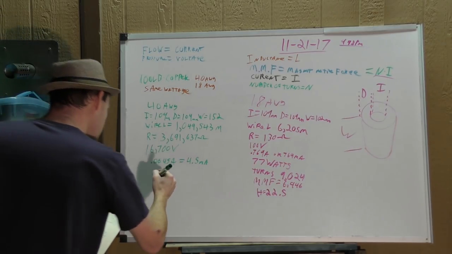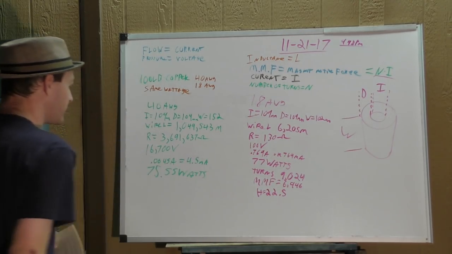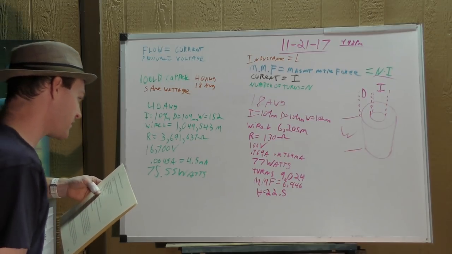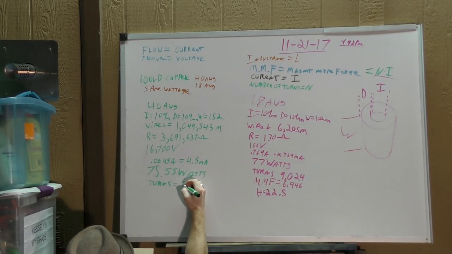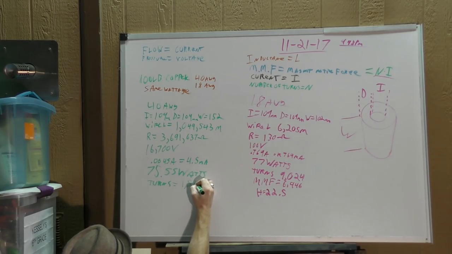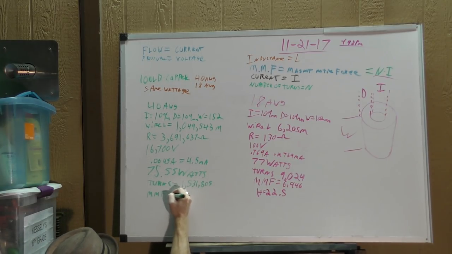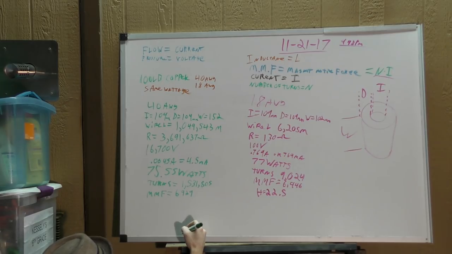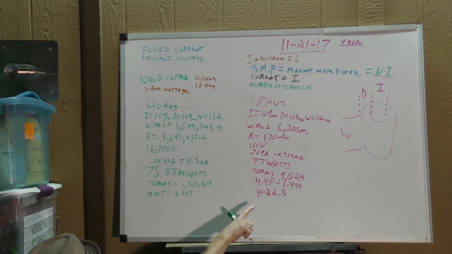How many watts? Do the math calculation, and we get 75.55 watts. Same 100 pounds. What are we trying to do? We're trying to match the magnetic field strength. So turns is equal to 1,531,805. What is the MMF? Well, we wanted it to be the same, and it's pretty close. It's 6,929. Same watts, pretty close. A little off, but it works out with my math. And the MMF is pretty darn close.